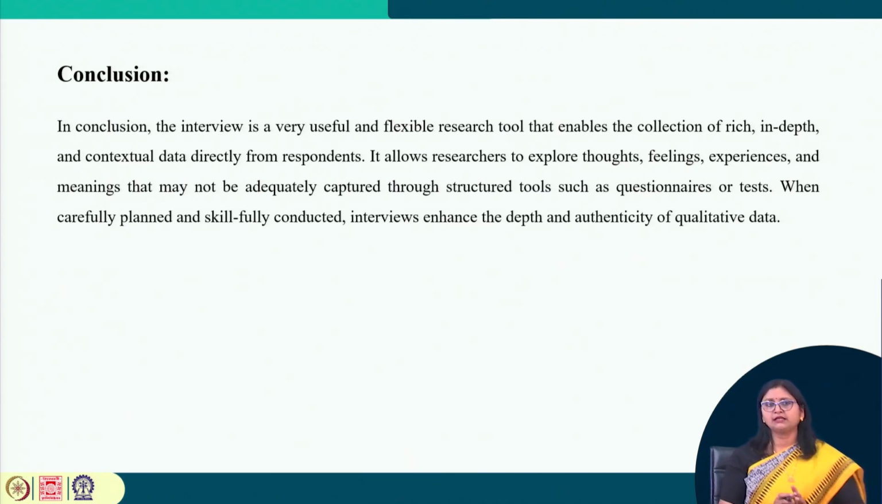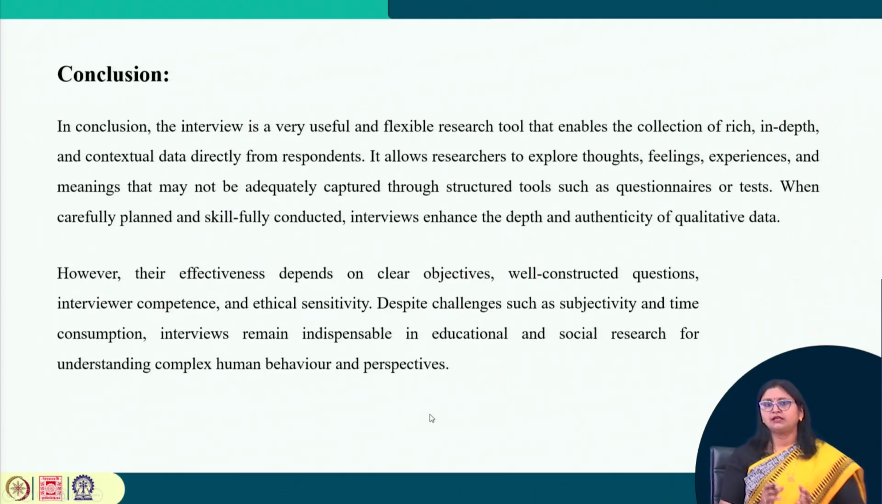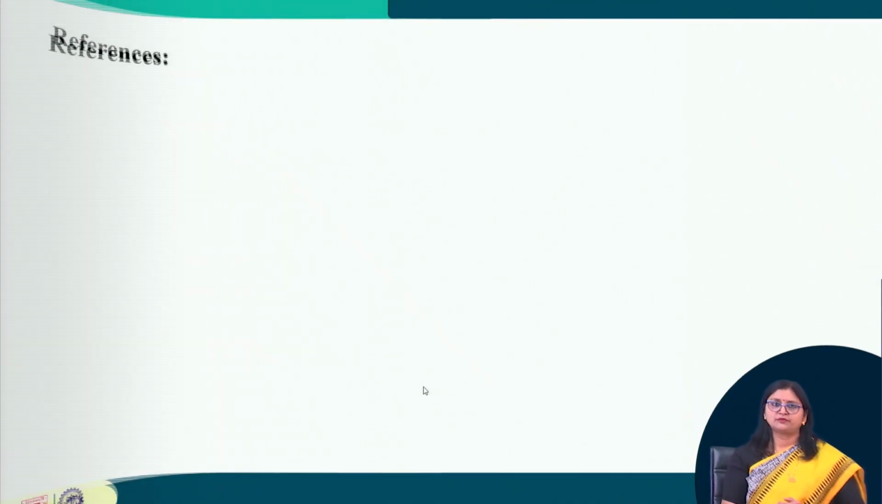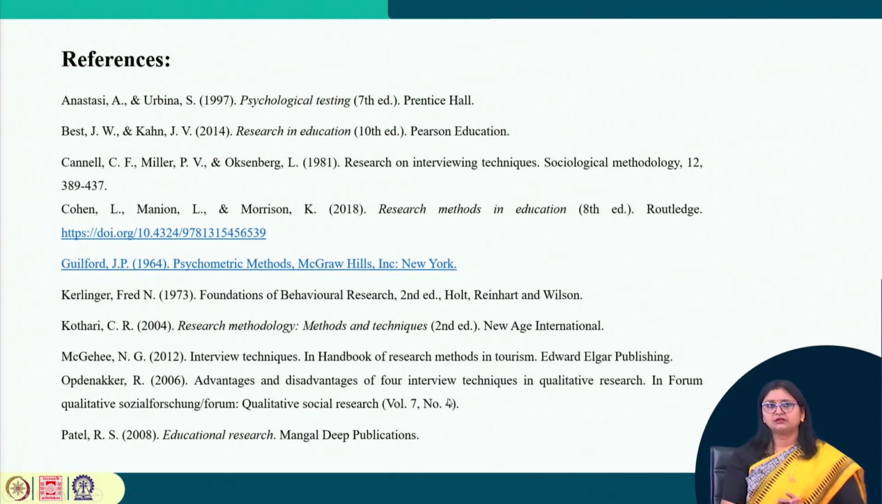When carefully planned and skillfully conducted, interviews enhance the depth and authenticity of qualitative data. However, their effectiveness depends on clear objectives, well constructed questions, interviewer competence and ethical sensitivity. Despite challenges such as subjectivity and time consumption, interviews remain indispensable in educational and social research for understanding complex human behavior and perspectives. So, here are a few references.